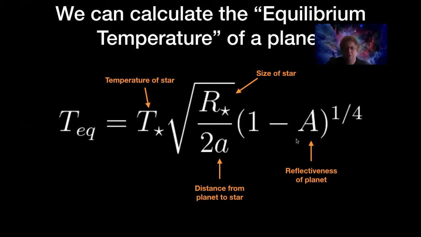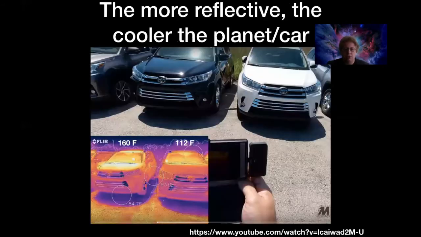This is basically a measure of how reflective the planet is. If the planet reflects a lot of light, it'll be cooler. If it absorbs all of the light that it gets, it will be warmer. You may have noticed this happening when you get into a car on a sunny day.